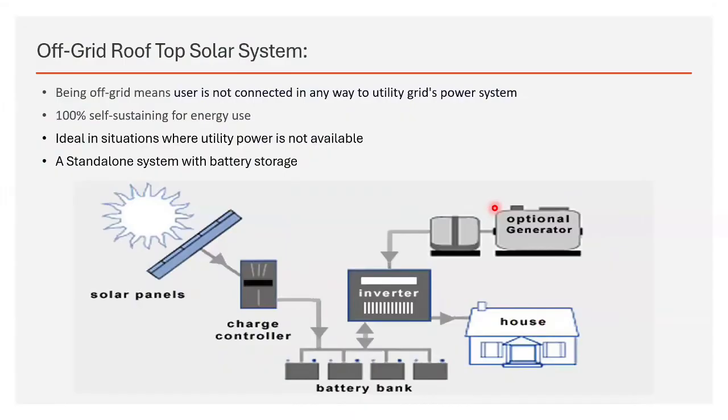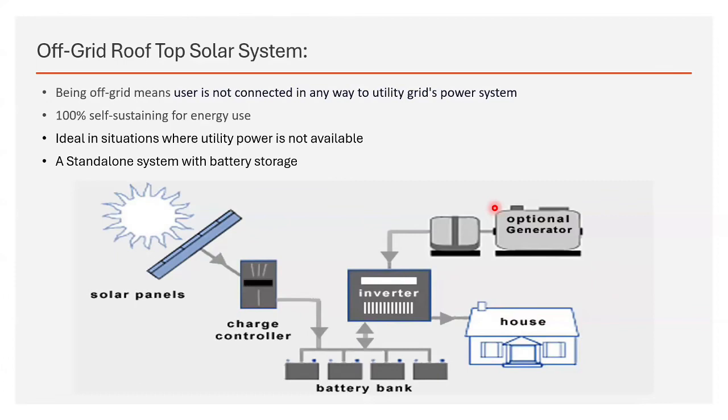First, let us see what this off-grid solar system is. As the name indicates, there is no connectivity with the grid. That's why we call it off-grid. It is most suitable where there is very limited reach of utility, or in a dense forest area where there is no utility connectivity. There, such off-grid solar rooftop systems are very, very helpful.